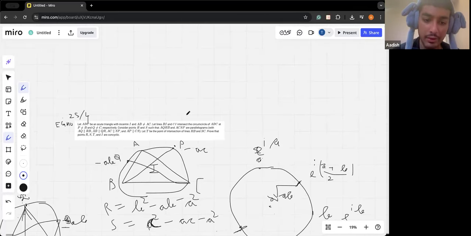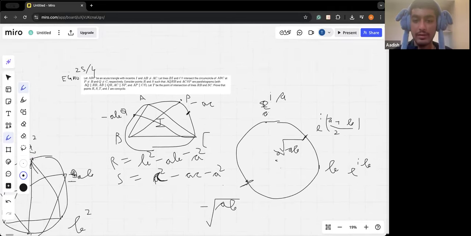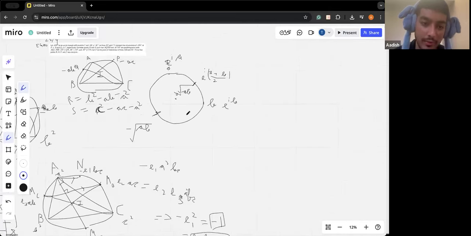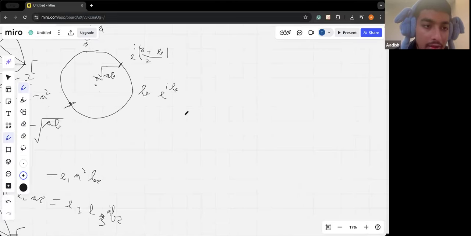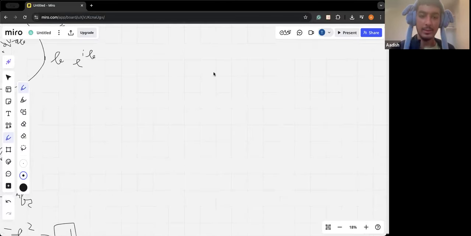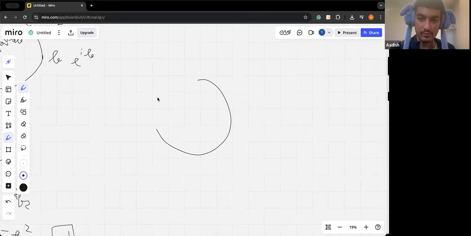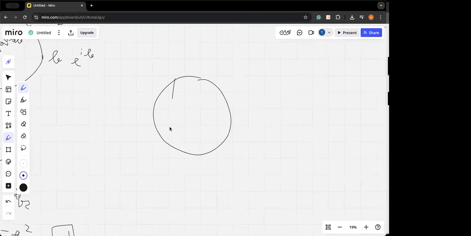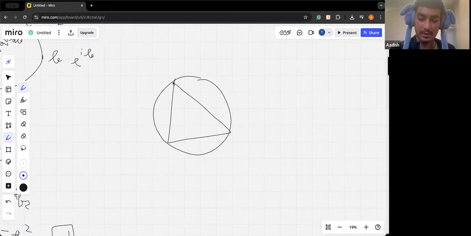Now we get to the question part, the main point of this problem, why I took this problem. Okay, let's have a better diagram here. Wait, what was the definition of R and S? They are the points such that we have parallelograms.